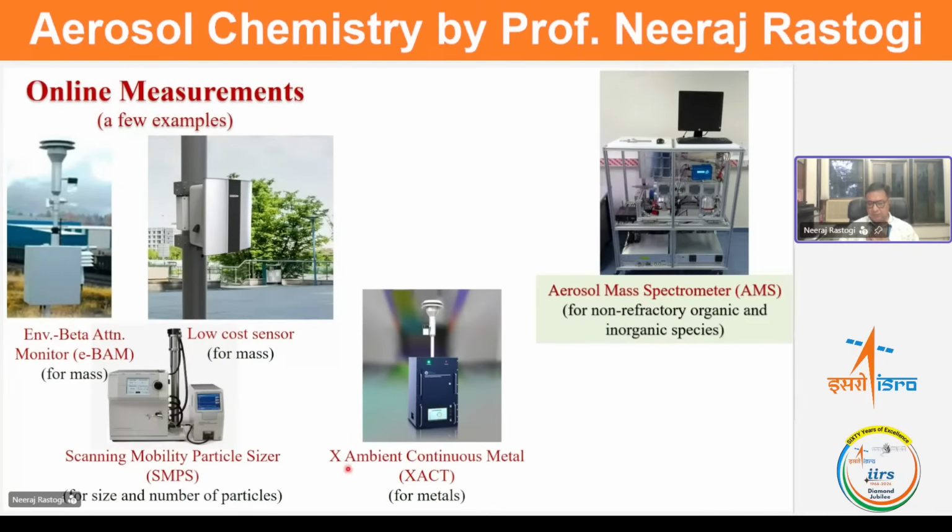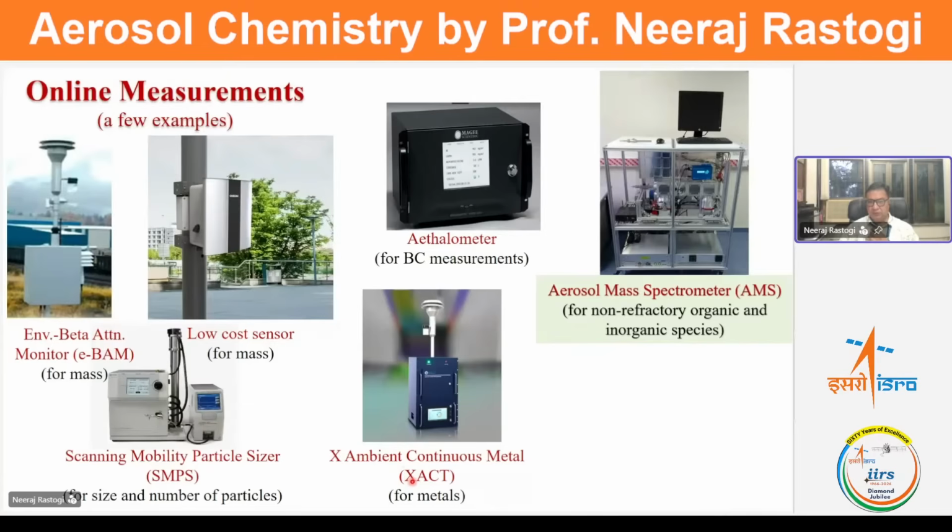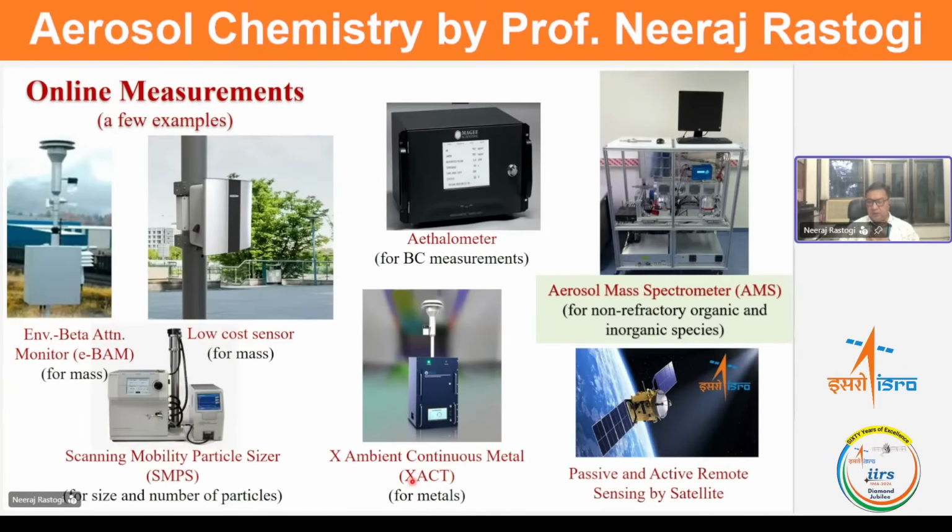And then you have the ambient continuous metal monitor, which is called XACT, and this is for metals in the atmosphere. You have the aethalometer for black carbon measurement, and these are all at ground level. And if we talk about satellite remote sensing, you have multiple passive or active remote sensing sensors on the satellite, which are doing the measurement for aerosols.